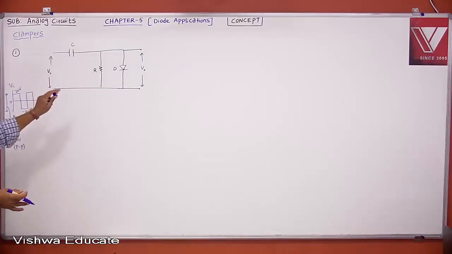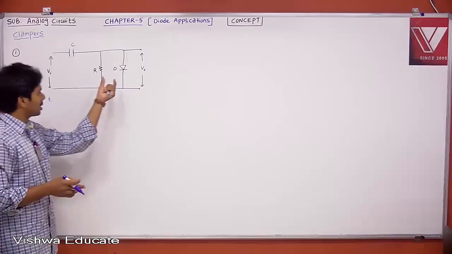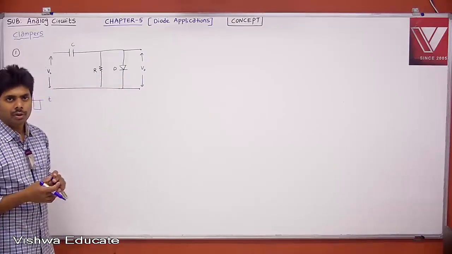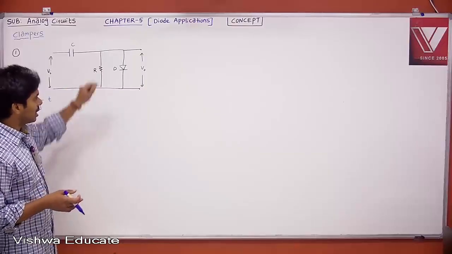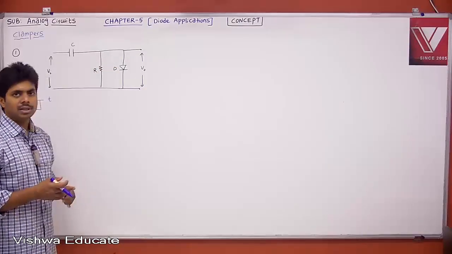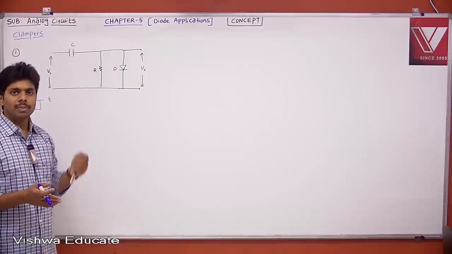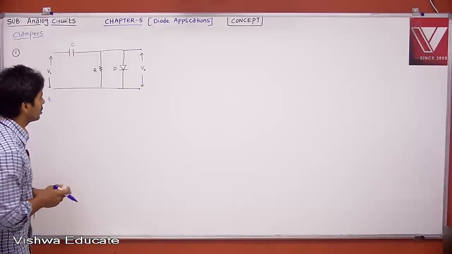Okay, but in this circuit this is fixed. If we want to change the level, we can change that by introducing a battery here or whatever it may be, in either the positive direction or the negative direction. That depends on how you change the direction of your PN junction diode, then it will go to positive clamping or negative clamping, etc. We will see those things.